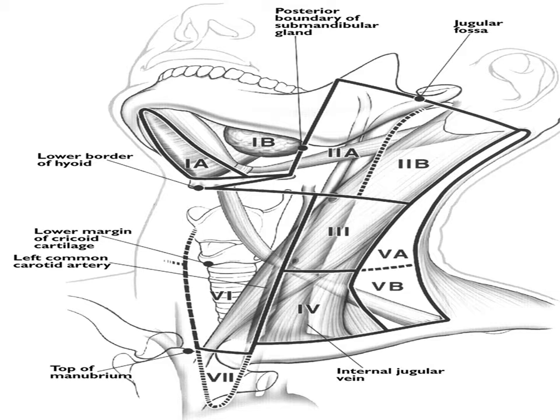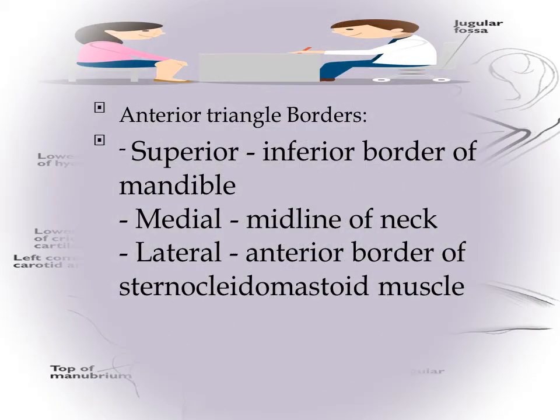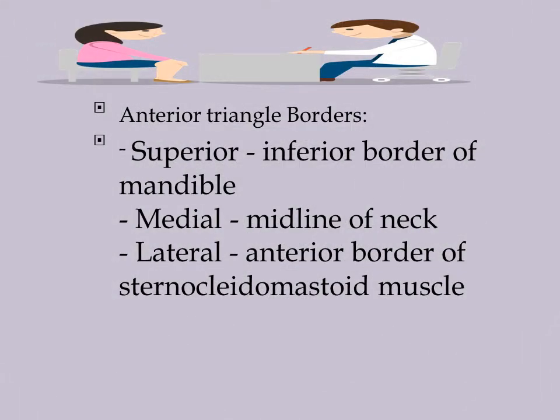So this is a slide showing the various levels of the neck. The level 1A, level 1B, level 2A, level 2B, the level 3, level 4, level 5A, level 5B, level 6, and this is level 7. What are the anterior triangle borders? The superior border is the inferior border of the mandible, the medial border is the midline of the neck, and the lateral border is the anterior border of the sternocleidomastoid muscle.